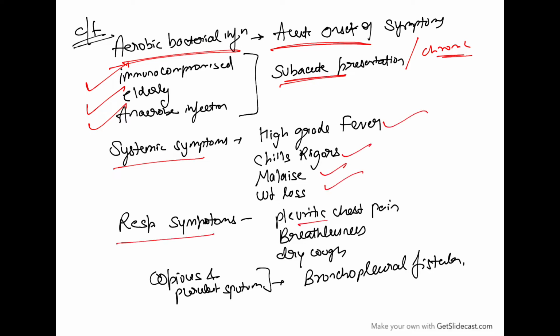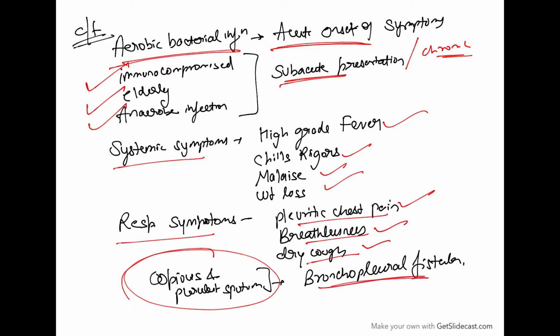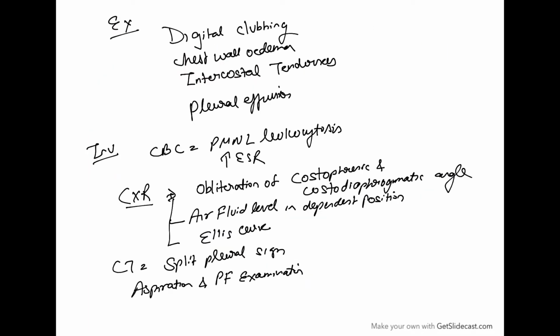Respiratory symptoms would be like pleuritic chest pain, breathlessness, dry cough. If there is copious and purulent sputum production, that means there is a bronchopleural fistula which has been created. Then on examination we will have digital clubbing, chest wall edema, intercostal tenderness, and all the features of pleural effusion.